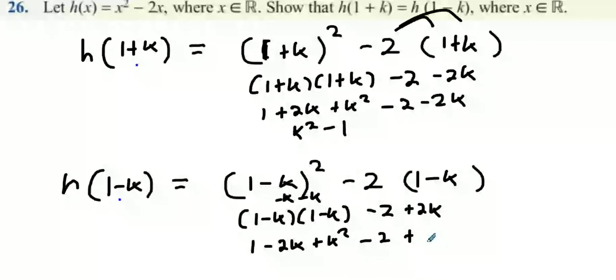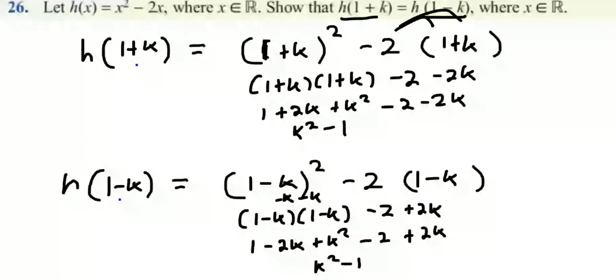Now what happens this time? What cancels? The 2k's cancel, you're left with k squared. Left with k squared minus 1 again. Interesting. Oh, that's perfect. Show that they do, and they do. Everybody go with that? Brilliant.